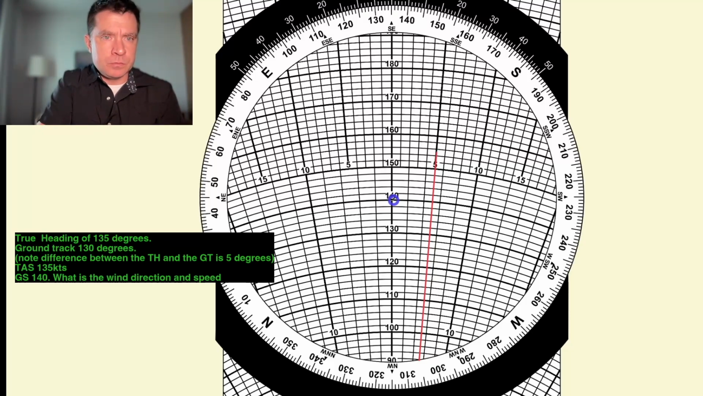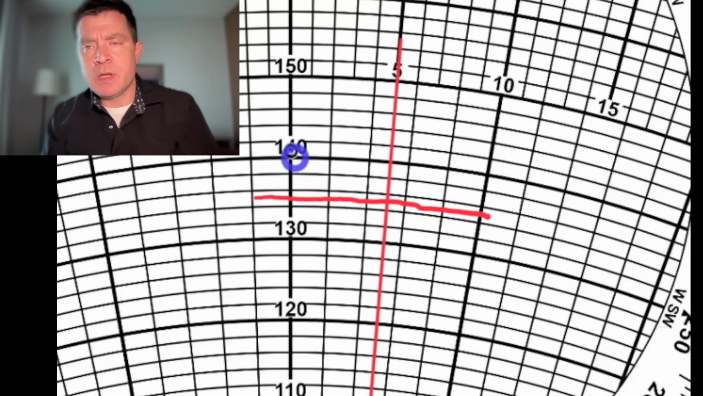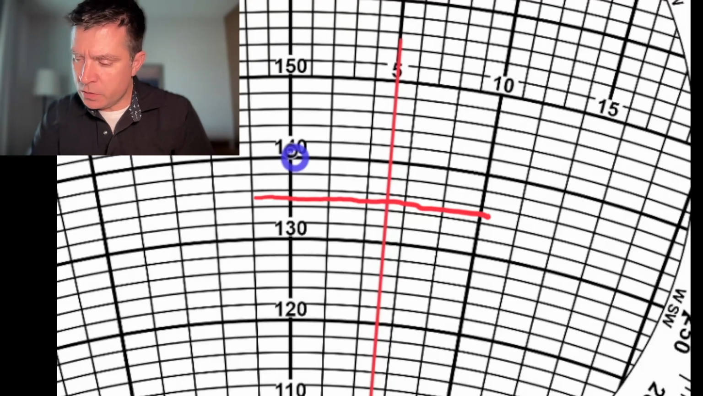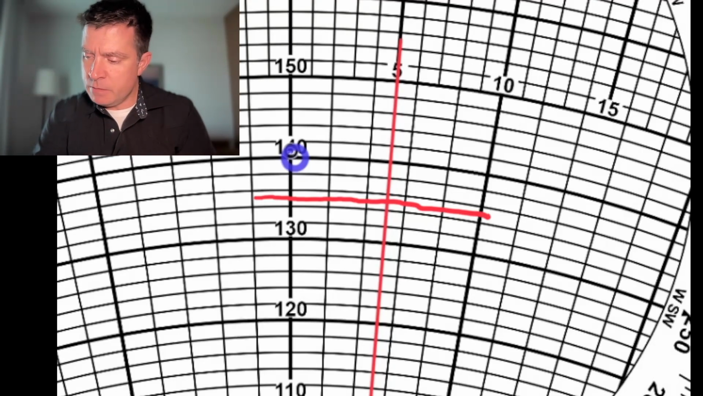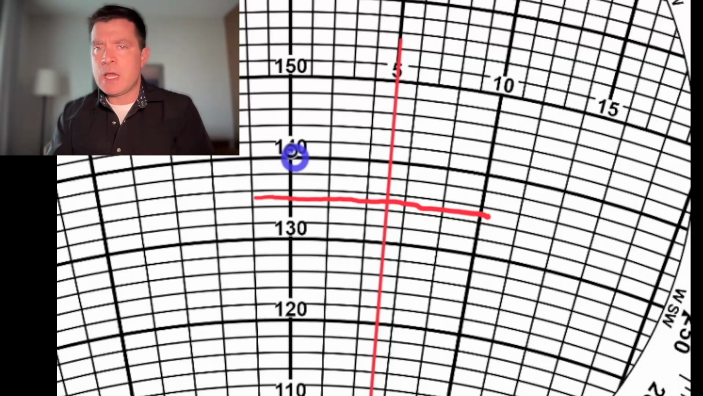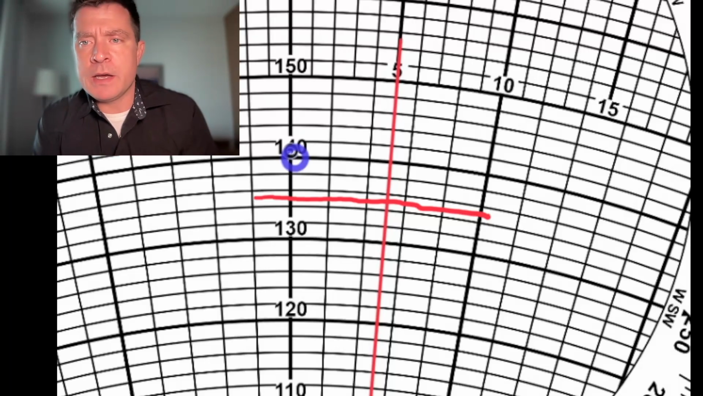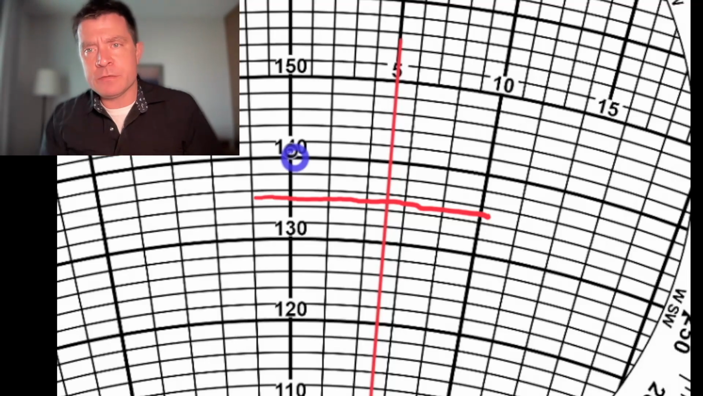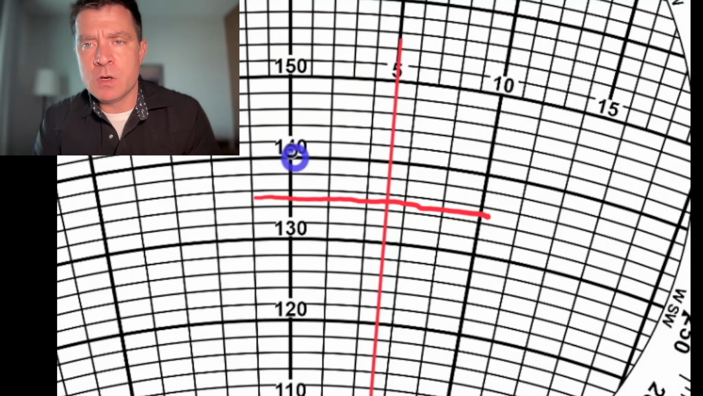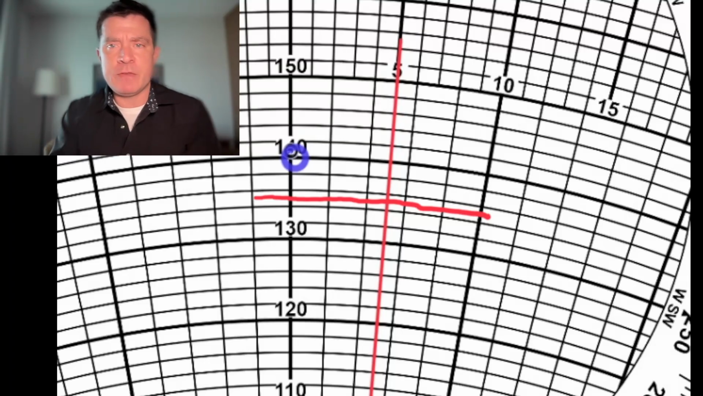Next, take your true airspeed in knots and draw a horizontal line. You just follow the curve, interpolate between, but follow the line across. Make an intersection between 135 and that 5-degree mark.